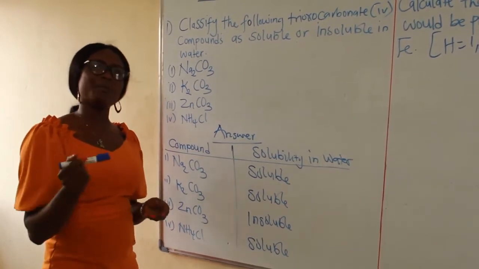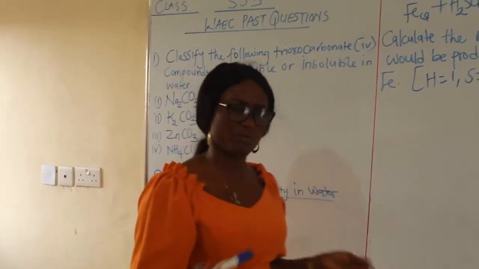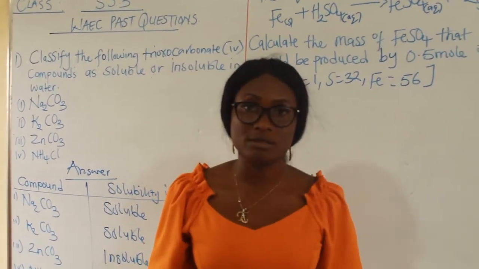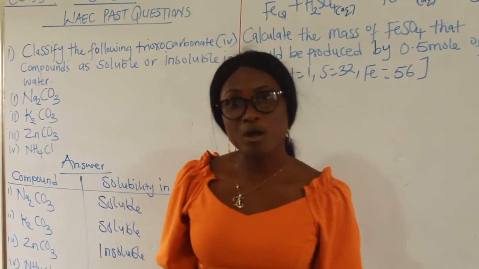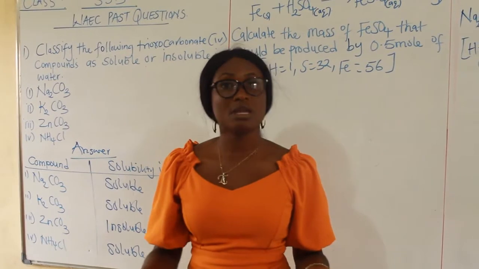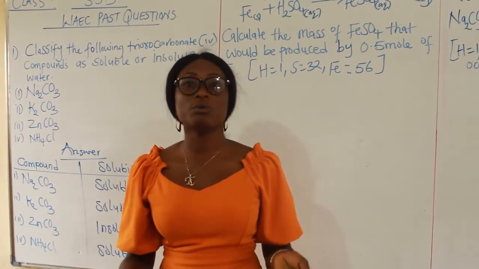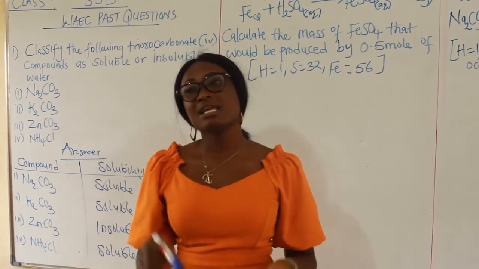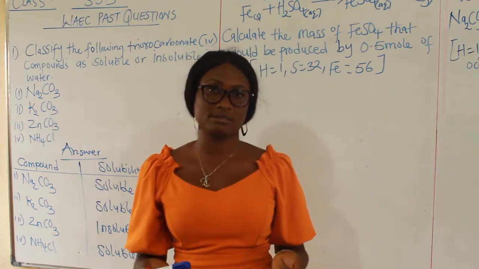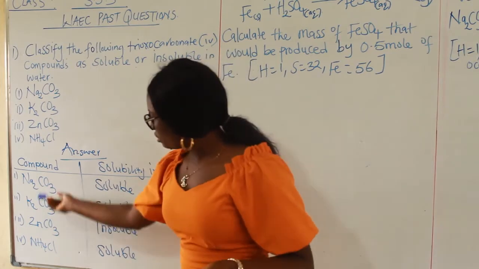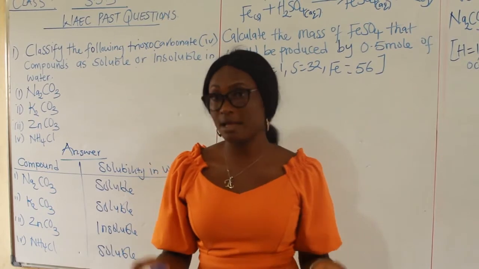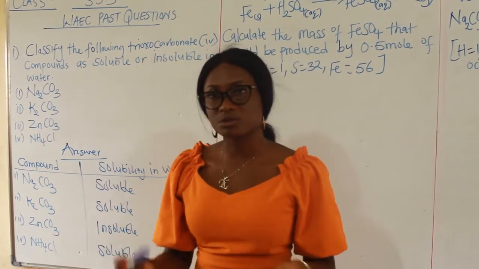Okay, and another point I want you to note is that should you come across any of them in WAEC, almost all of the trioxocarbonate compounds are insoluble in water. Take note, almost all of them are insoluble in water except the alkali metals. Of course, the alkali metals are the group 1 metals. So if you look at this, sodium and potassium, they are alkali metals, they are group 1 metals, so they will be soluble in water.